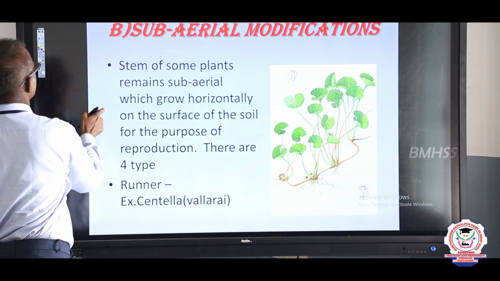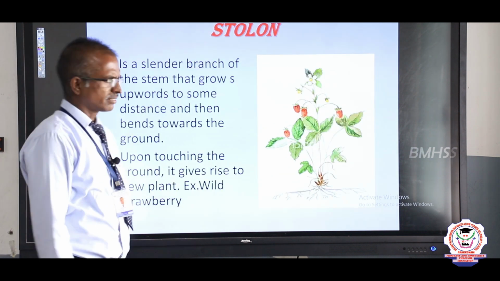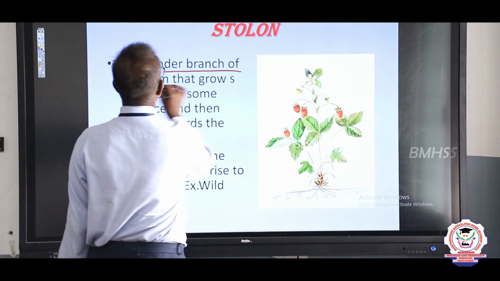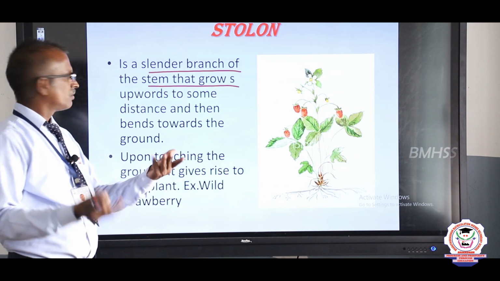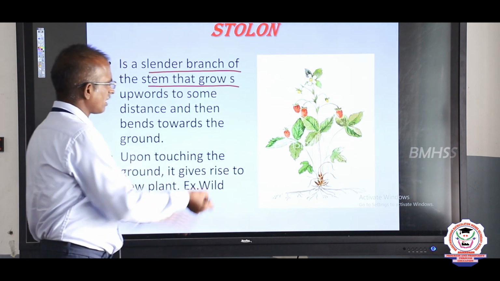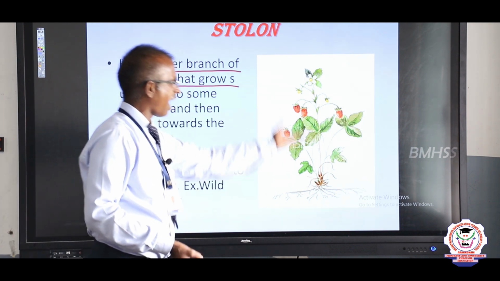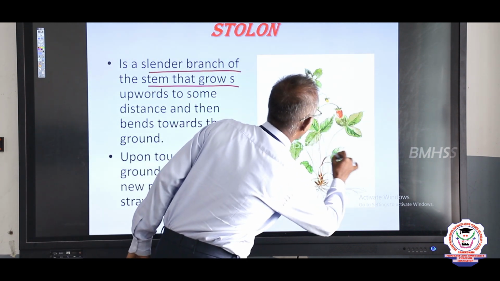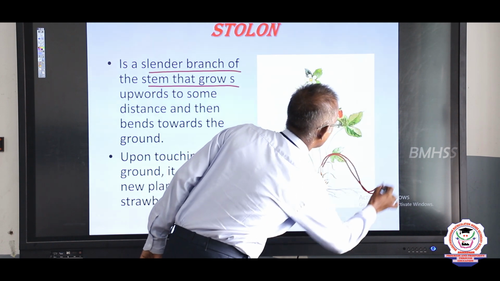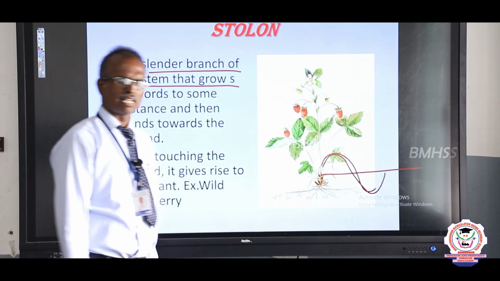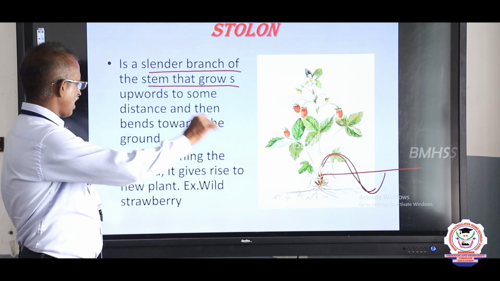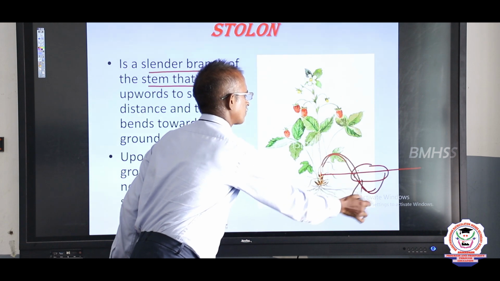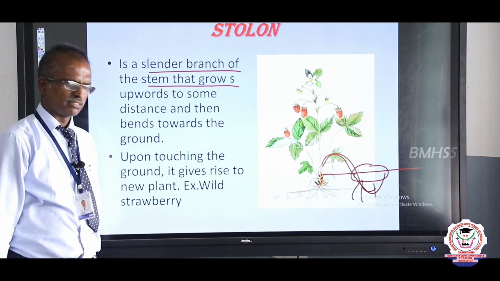Now we go for the next part. Now stolon. This is the second subaerial stem. It is a slender branch of the stem, which grows up to a certain distance. The plant body is bent into the soil. Upon touching the ground, this part gives rise to a new plant.